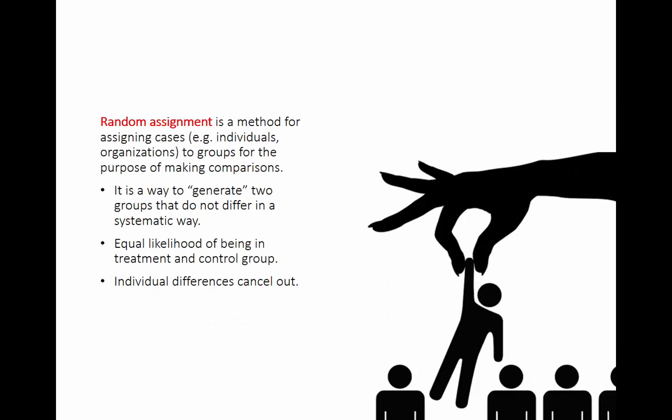But with random assignment, we basically mean a method of assigning cases. This could be individuals, organizations, or groups, for the purpose of making comparisons. Right? We distinguish different groups, and we generate two groups that do not differ in a systematic way. That's the idea. I randomly assign you to the treatment or the control group.